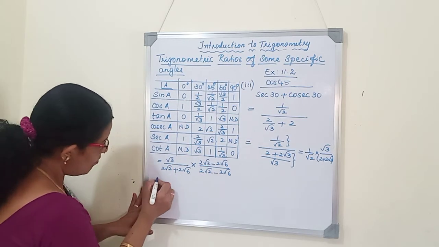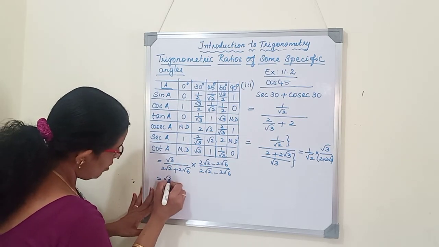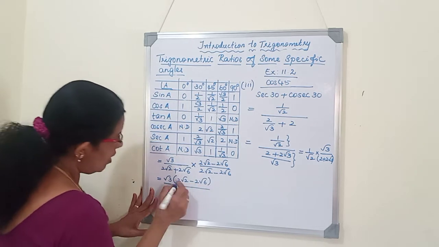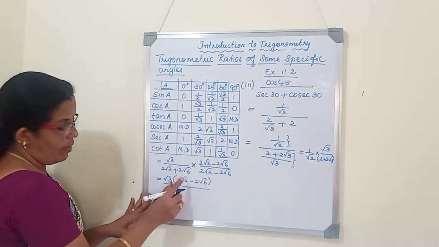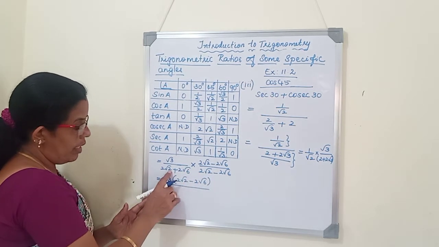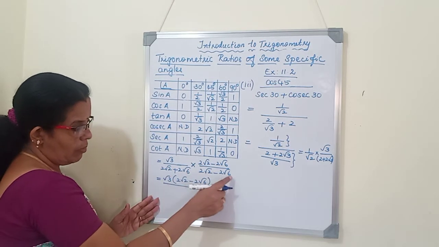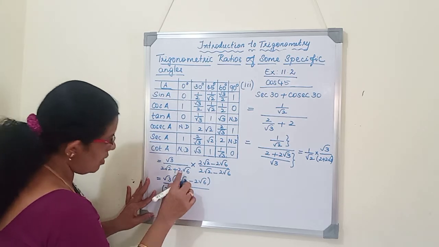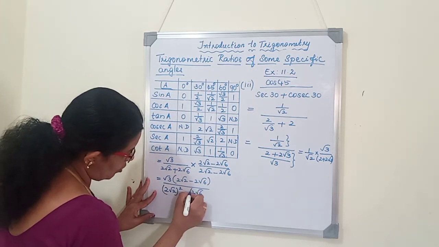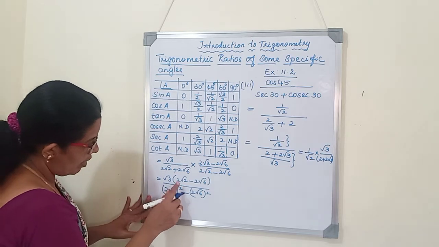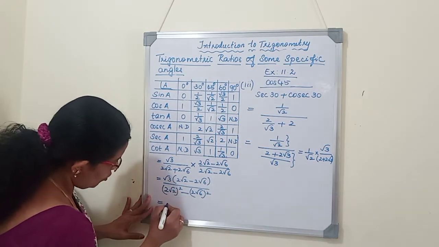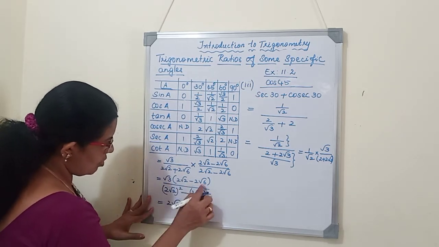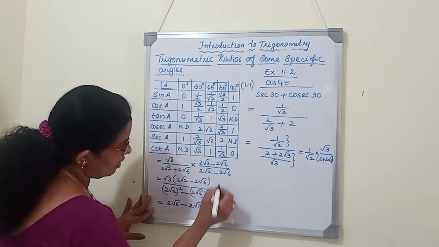So in the numerator, root 3 into 2 root 2 minus 2 root 6. Denominator is a plus b into a minus b formula. Whenever we rationalize a binomial, the denominator will always be in the form a plus b into a minus b. So a square, a is 2 root 2, so a square minus b square, b is 2 root 6, we will write. Now the numerator, I will multiply root 3 into 2 root 2, it is 2 root 6, minus here 2 root 6 into root 3, root 18 we will get.